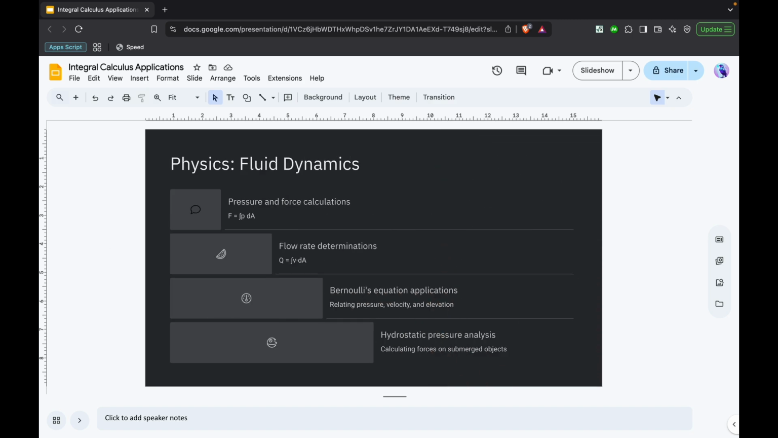Another physics application is fluid dynamics. Now, this is about calculating pressure and force, flow rate, Bernoulli's equation, and hydrostatic pressure analysis. For the first one, F is the integral of P dA, and the second one is Q is equal to the integral of V dA. This is really relating to pressure and force, not just how much pressure there is through the atmosphere, but also how much pressure water or a fluid exerts on another fluid. And Bernoulli's equation, as it says, is relating pressure, velocity, and elevation or position.